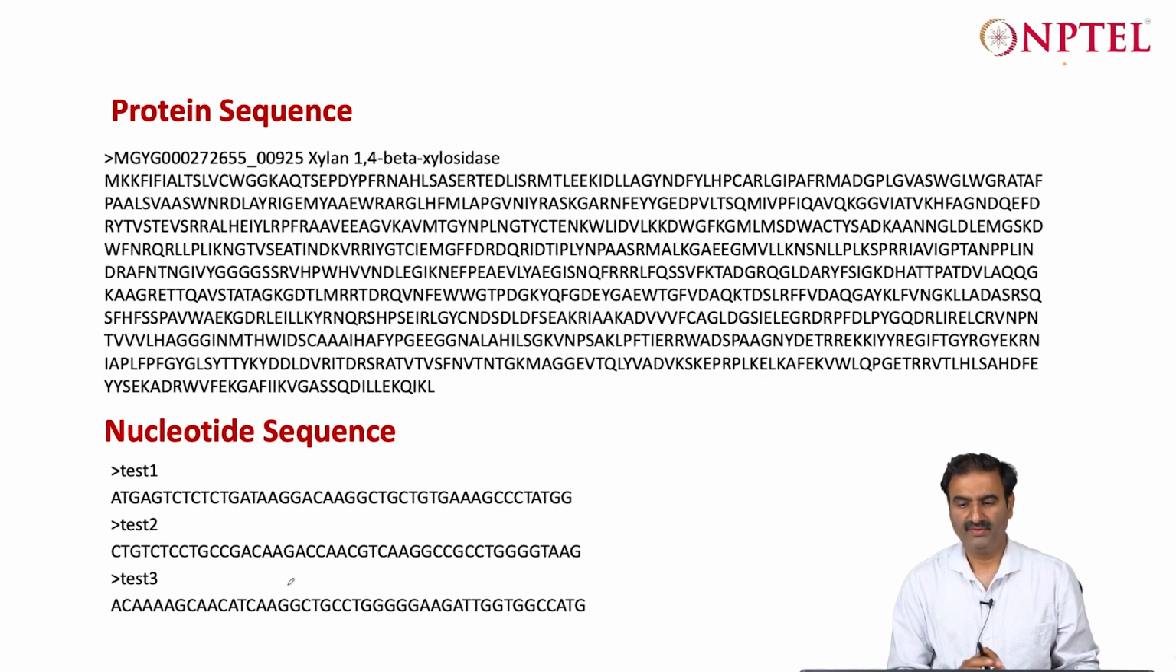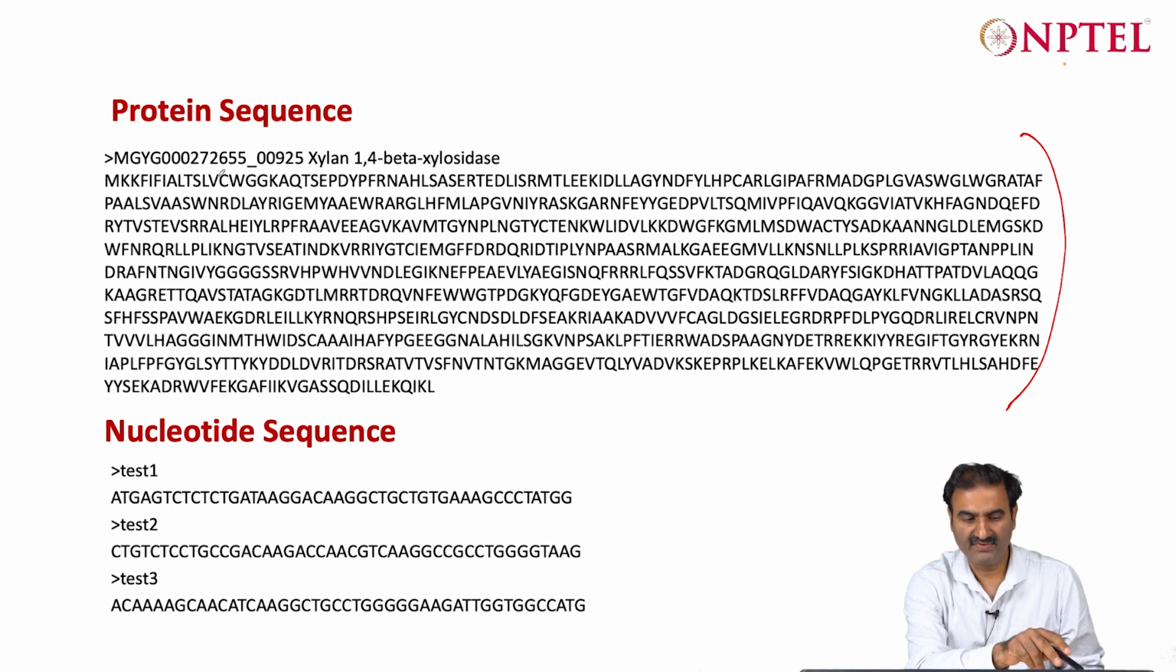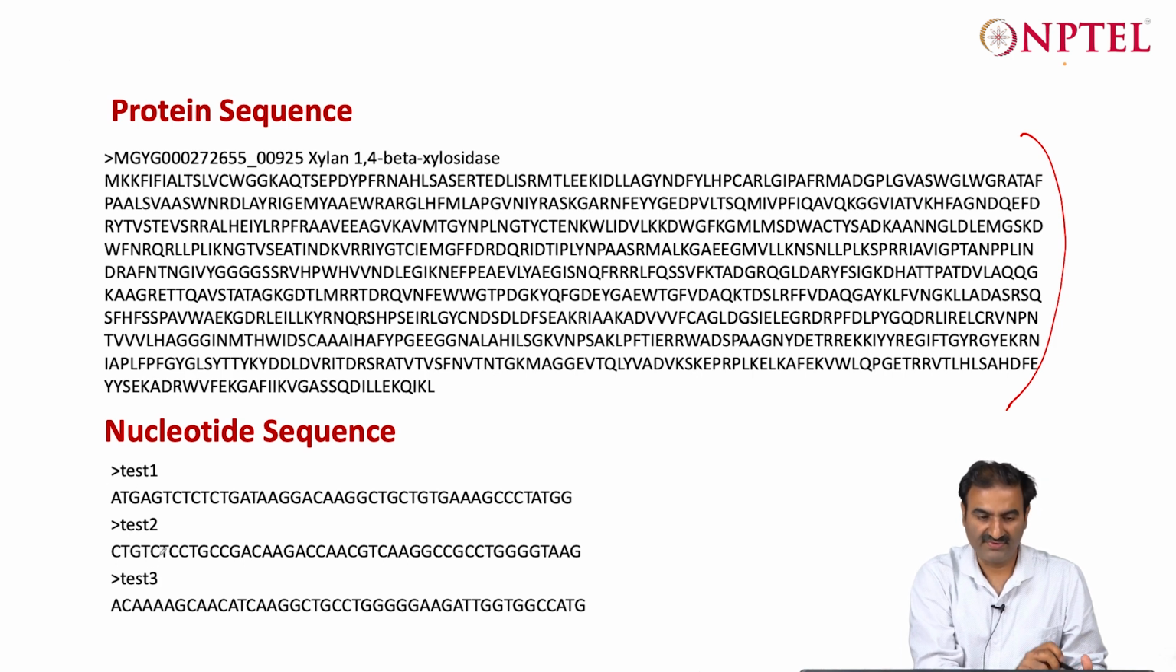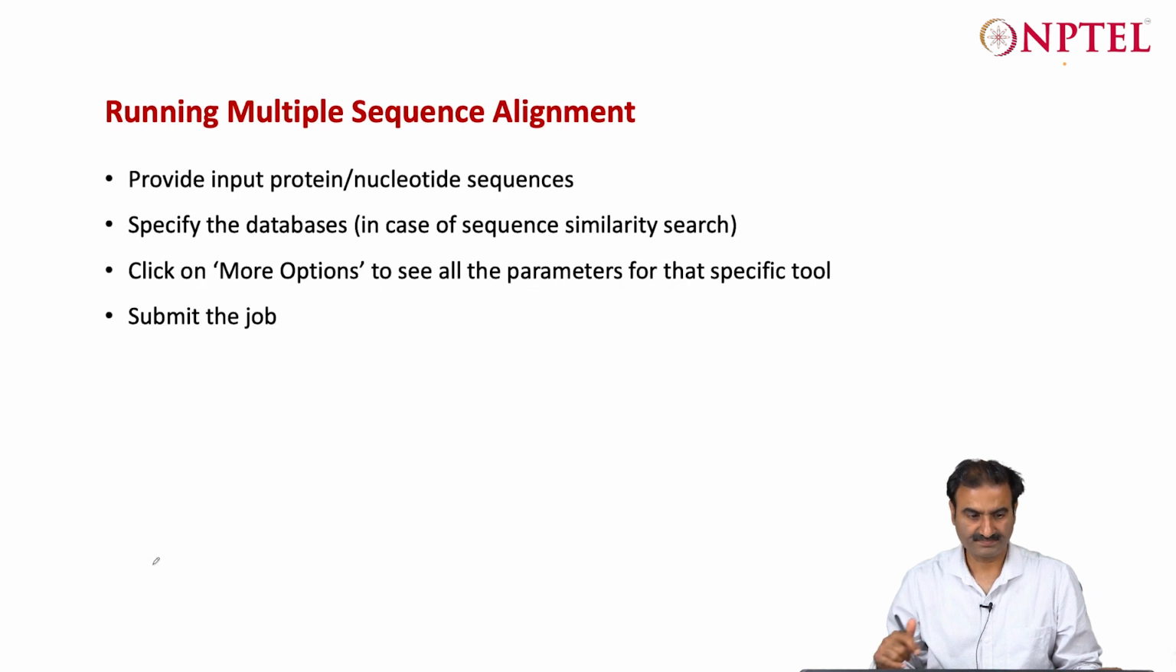Okay, so now I'll be using these sequences. This is a protein sequence in FASTA format with a header. This is the name of the protein, the annotation, and then the sequence, right. And there are a couple of nucleotide sequences, test 1, test 2, test 3, again in the FASTA format, annotation and sequence, annotation, sequence, like that. I'll be using these sequences later to run the various applications.